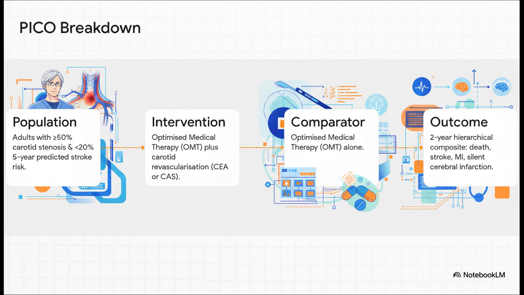The intervention was optimized medical therapy, or OMT, plus carotid revascularization, which could be endarterectomy or stenting based on local expertise. The comparator was OMT alone, and this was a properly protocol-driven intensive regimen. And finally, the outcome. This was a 2-year hierarchical composite. It started with the most severe events, periprocedural death, fatal stroke or fatal MI, then it ranked non-fatal stroke, non-fatal MI, and finished with new silent cerebral infarction on imaging.